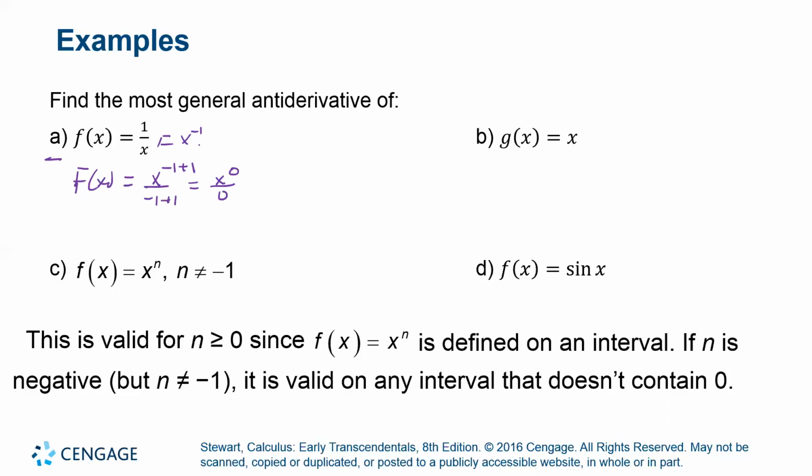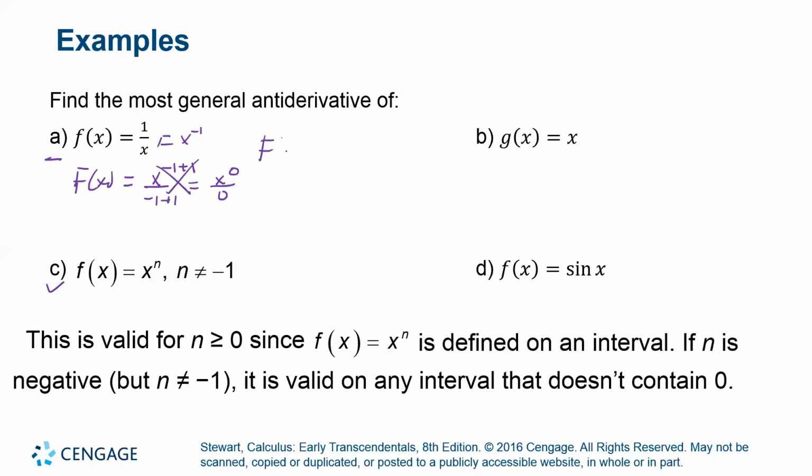So you cannot write this. The approach that I use, which we'll see in part C, the exponent n cannot be negative 1. It could be any other number apart from negative 1. So this approach will not work.